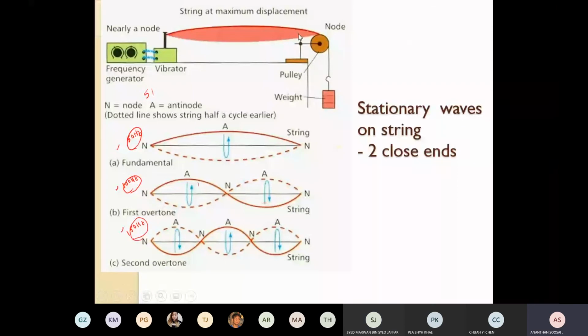Okay, this is a little out of syllabus. I'll show you this: the speed of the wave in the string. The speed of the wave in the string is determined by this formula. This is out of syllabus, but good to know.